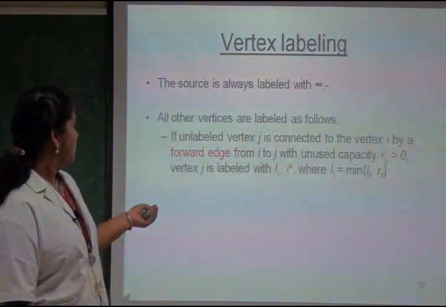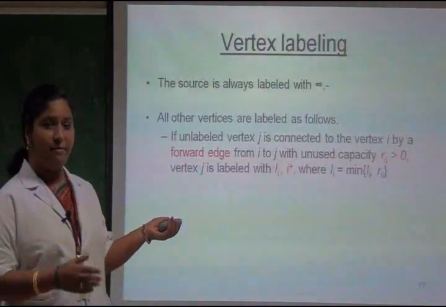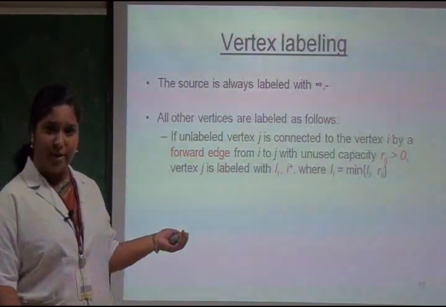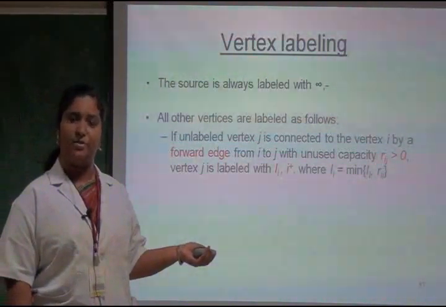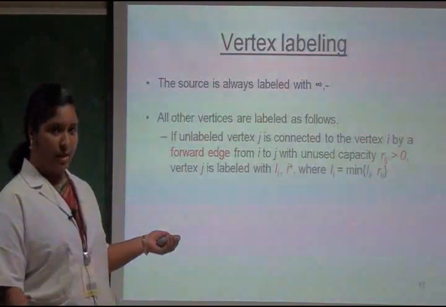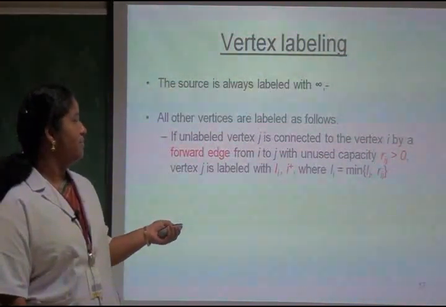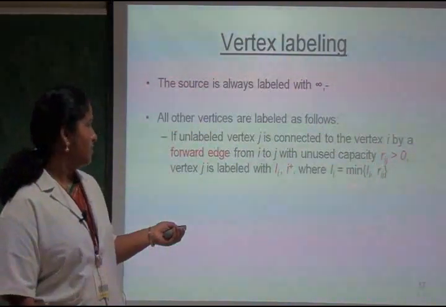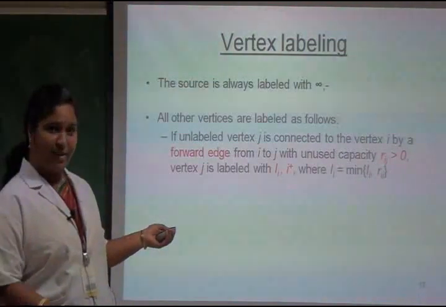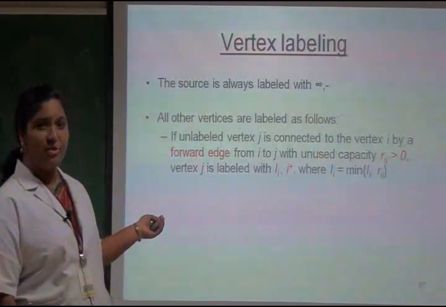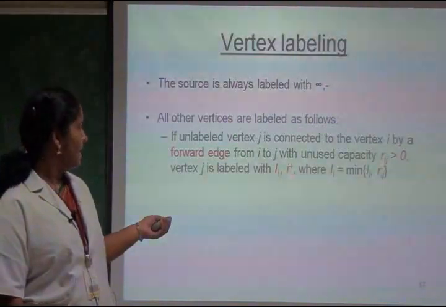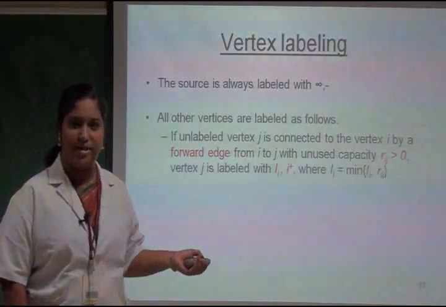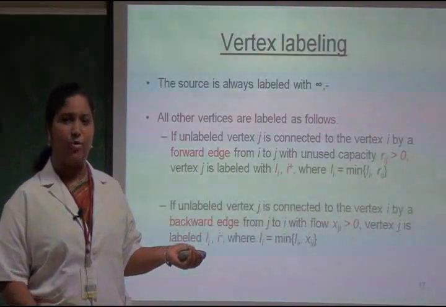And then next, if vertex j is reached from vertex i by means of a forward edge, how will you name that particular vertex? So a vertex is having two labels. As I have already told you, you need to calculate the minimum between Rij and the first label of the previous vertex. So that becomes the first label of the current vertex, and since you have reached the vertex by forward edge, the second label should be i plus. i indicates the previous vertex. So this is for the forward edge condition.